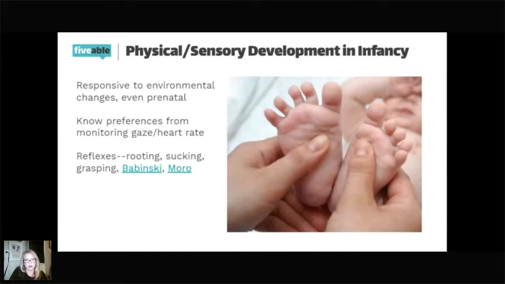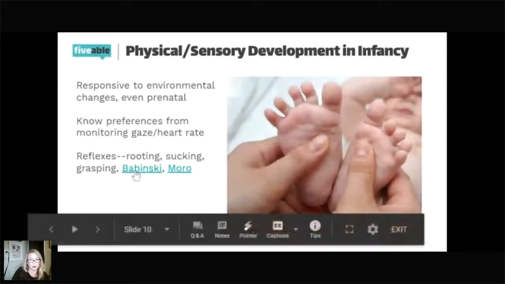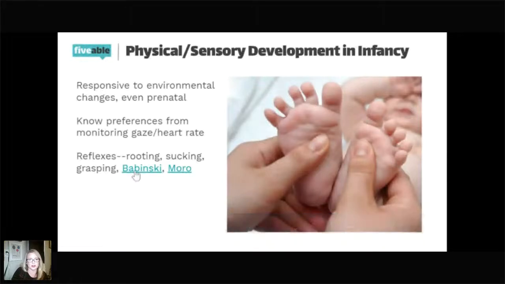When the baby is born, there are certain reflexes, like rooting, sucking, grasping, the Babinski reflex and the Moro reflex, that aid them in their survival. The rooting reflex is when you touch the baby's cheek and the baby will turn to you. That helps them with nursing, as do sucking and grasping, holding on to things. Let me try to click on these links to show you the Babinski reflex and the Moro reflex. Let's see if it works.